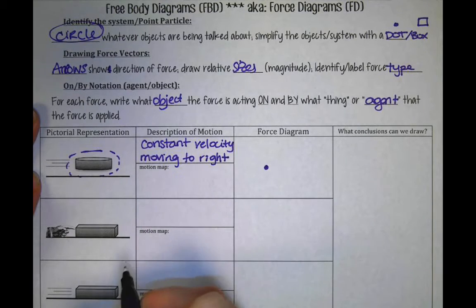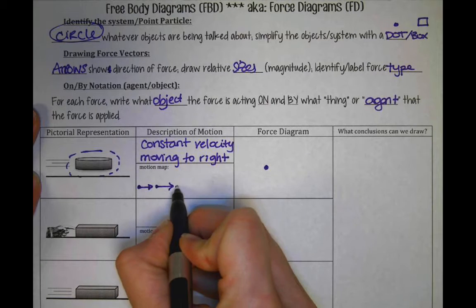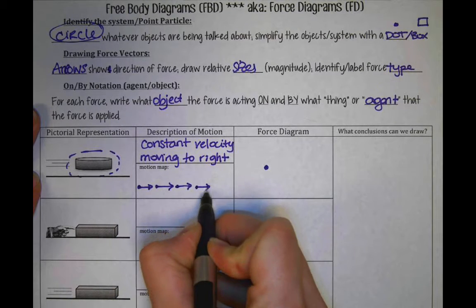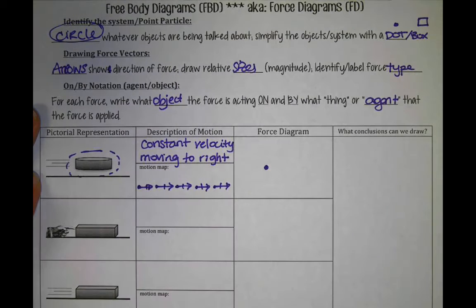To draw a motion map, we've done those a few times now. We would just see arrows that are the same magnitude to the right. So for this one, take a second and try to draw the force diagram on your own. And then when you're ready, hit play to see me draw the force diagram for you. So go ahead and hit pause now.